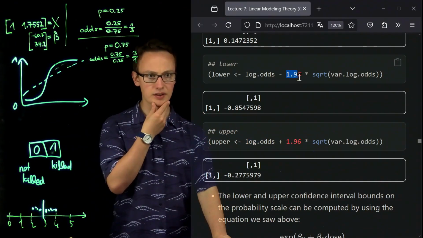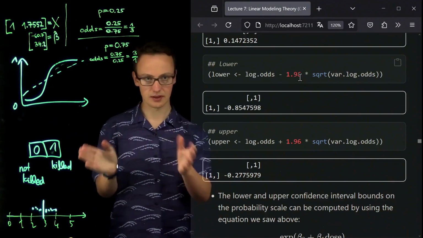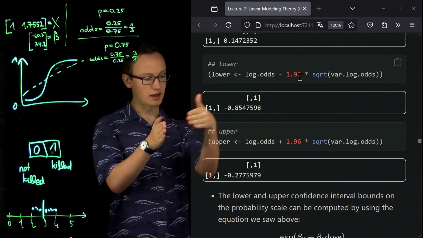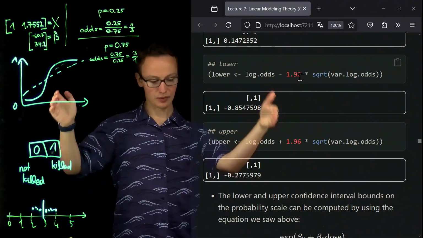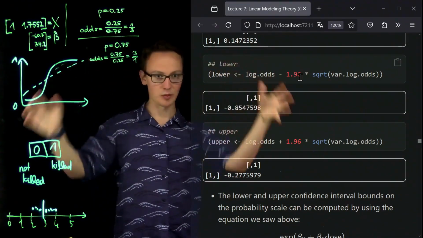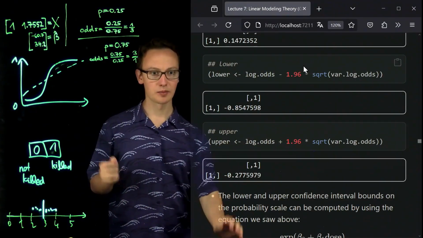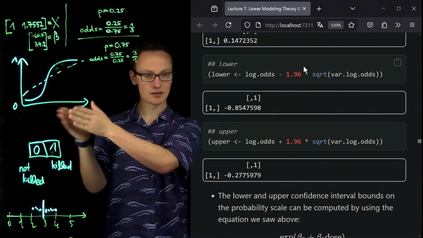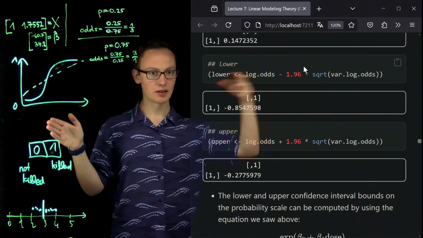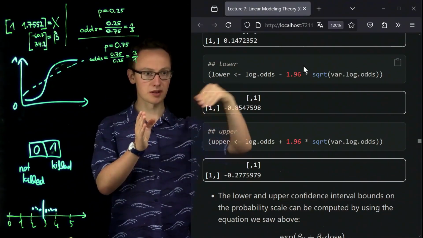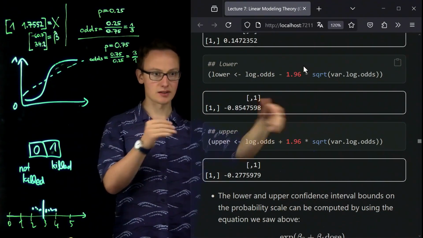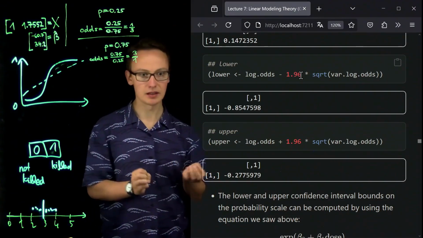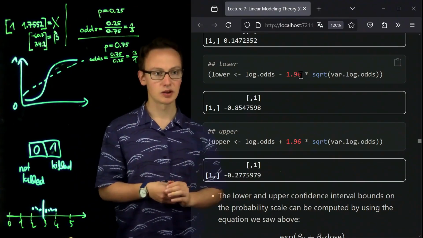Just recall that for a Z distribution, which is what's underlying the logistic regression here, the range within which there is a 95% probability mass is precisely from the mean of the normal distribution minus 1.96 standard deviations up until the mean plus 1.96 standard deviations. That's where this particular number comes from. It's the number we will need in order to get 95% confidence intervals.